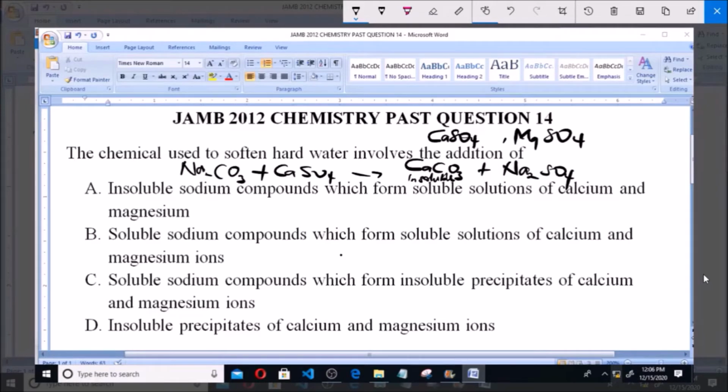So the removal of hardness, or the softening of hard water, involves the use of a soluble sodium compound like sodium trioxocarbonate(IV), which forms insoluble precipitates of calcium and magnesium ions. So the answer to this question is actually option C.